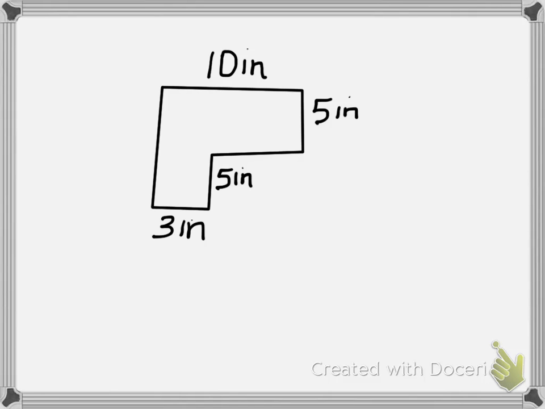But what about an irregular shape such as this one? If you have a grid, you can count the square units. But if not, you can split the shape into 2 rectangular areas and then find the area for both spaces individually.